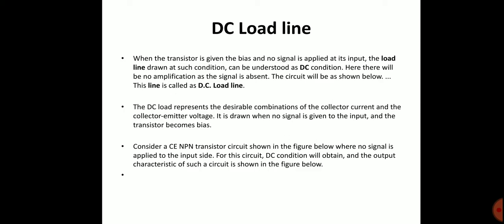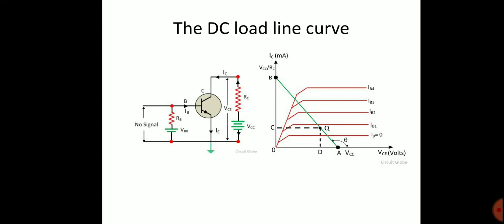Consider the common emitter NPN transistor circuit shown in the figure below, where no signal is applied to the input side. For this circuit, the output characteristics are as shown in the figure. Now we see the complete structure of the VI characteristics model with the DC load line curve. This is a common emitter configuration as shown in the figure.